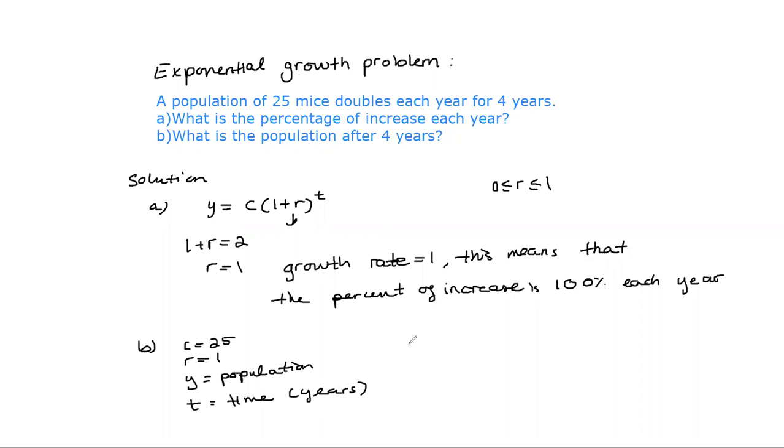So the function becomes then, let me change. Y is equal to 25 times 1 plus our value of R, which is 1, to the power T. So we're dealing here with 25 times 2 to the power T. And the question is, what is the population after 4 years? So here, T is equal to 4.